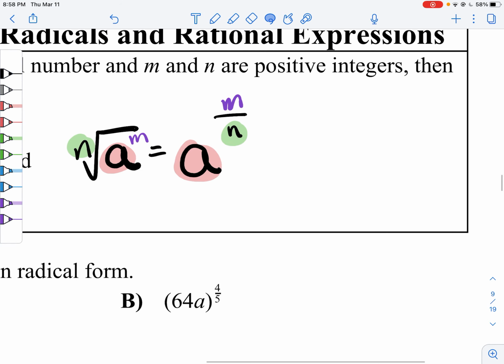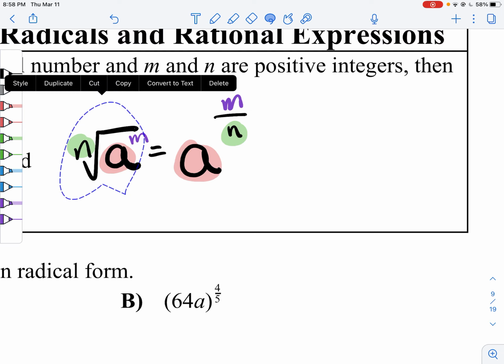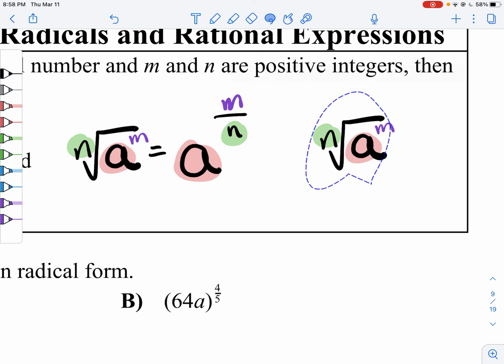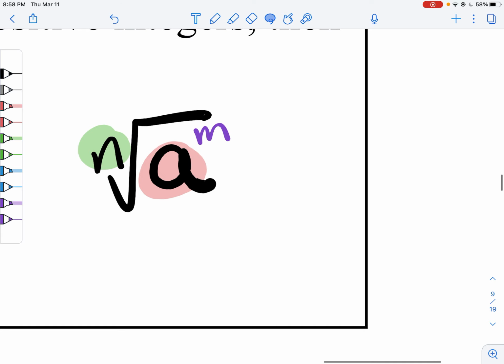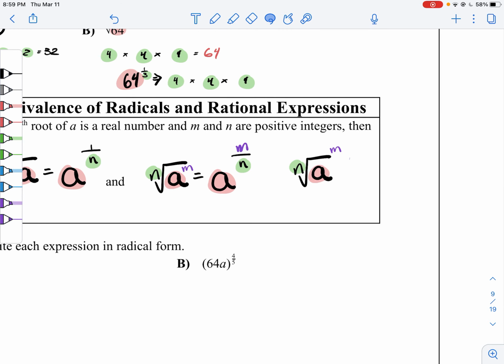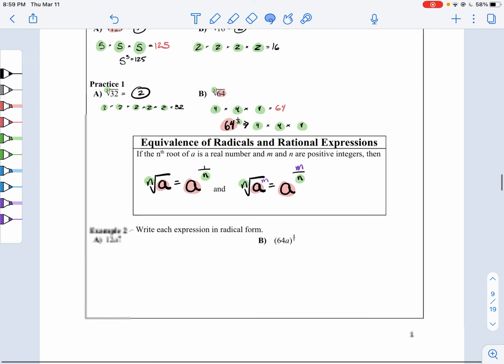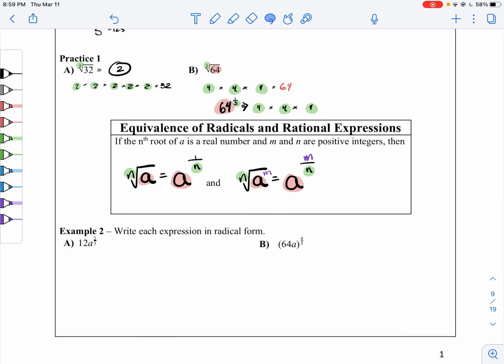You might also sometimes see this guy. Right here, I have the exponent underneath the radical symbol. He can also go outside of it, and it's still that same expression. So that's okay. Look, our key ideas of the day.